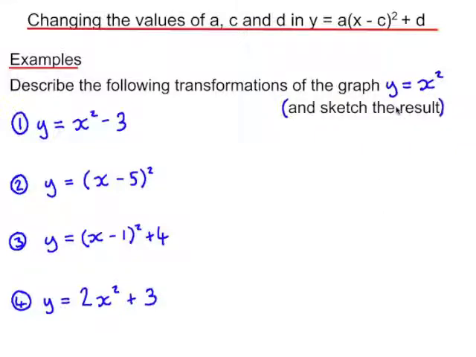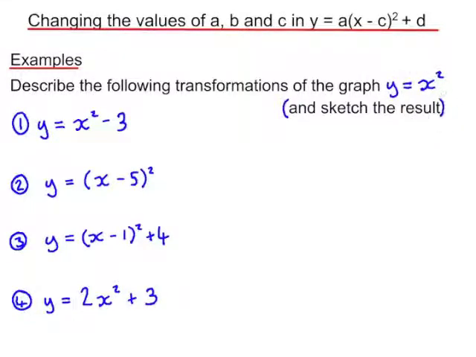This lesson is about transformations of the graph y equals x squared, and in particular looking at what happens to the graph as we vary the values of a, c and d in this form of the equation y equals a(x take c) squared plus d. So we'll start with y equals x squared.